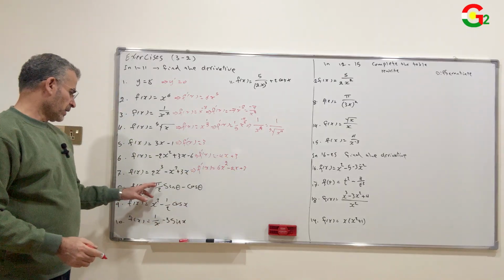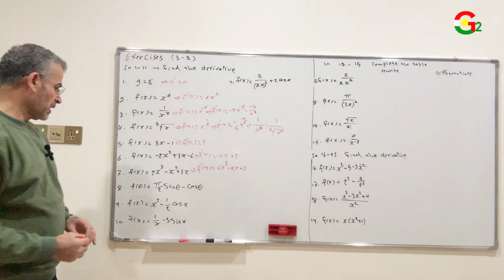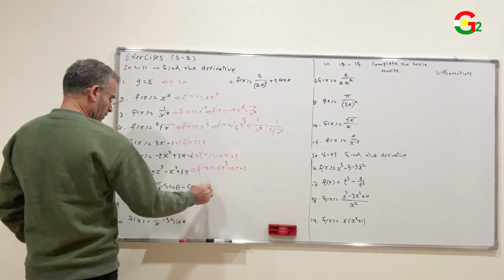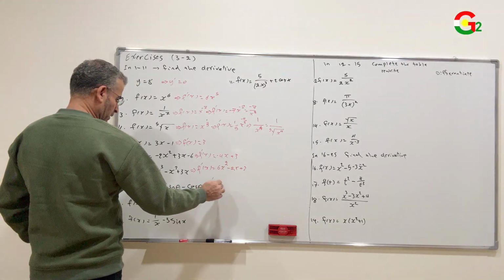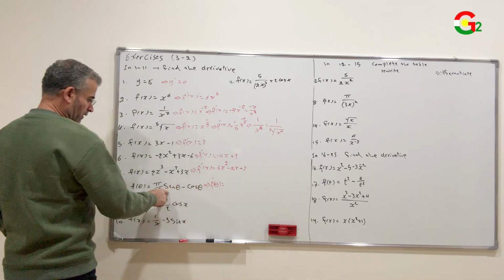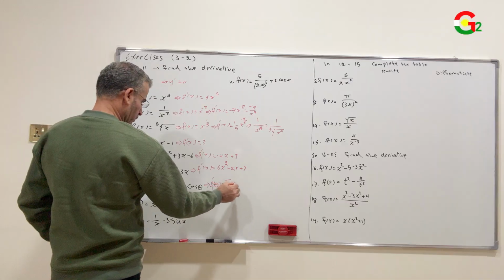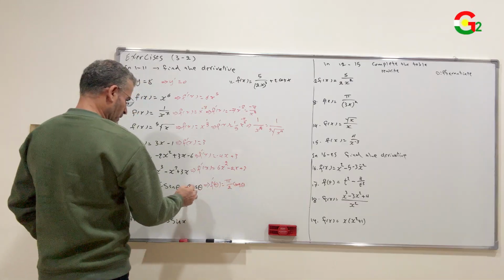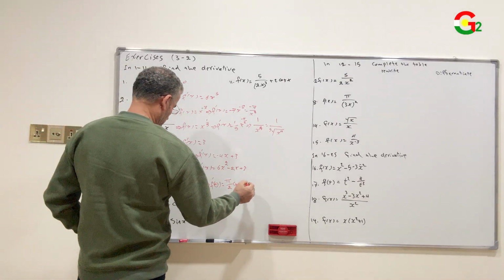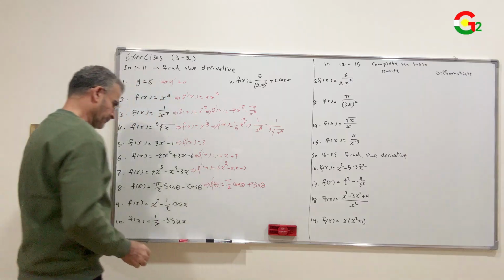Number 8, f of theta equals pi over 2 sine theta minus cosine theta. Here the variable is theta, so find the derivative with respect to theta. f prime of theta equals the derivative of sine theta, which is cosine theta, so pi over 2 cosine theta, plus, since the derivative of cosine is negative sine, minus minus makes a plus sine theta.